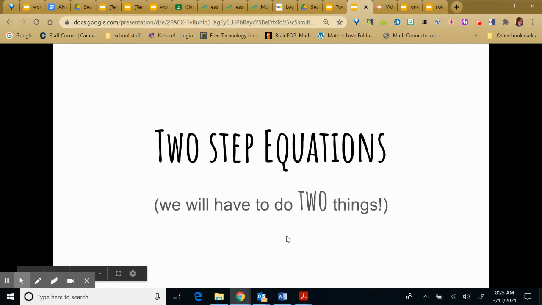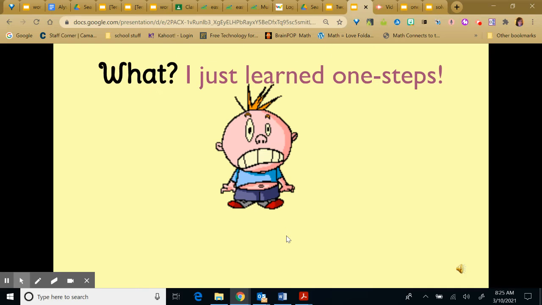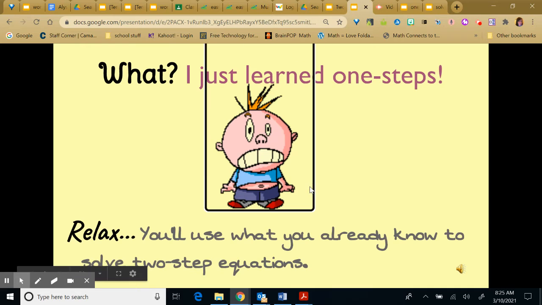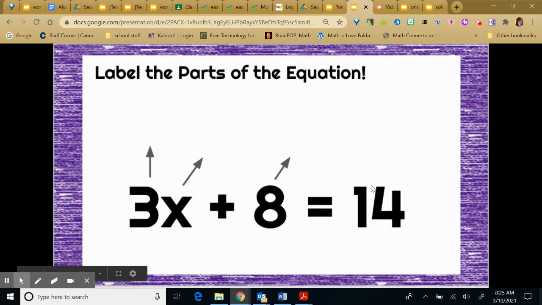All right, so two-step equations, it's just like the name says. We're going to have to do two things. With one step, you did one thing. You either added, subtracted, multiplied, or divided, and then you had your answer. Well, to get the answer or the solution for two steps, we do two things. So let's look at this. What? I just learned one steps. Don't worry, you're going to use what you already know. You're going to be great.